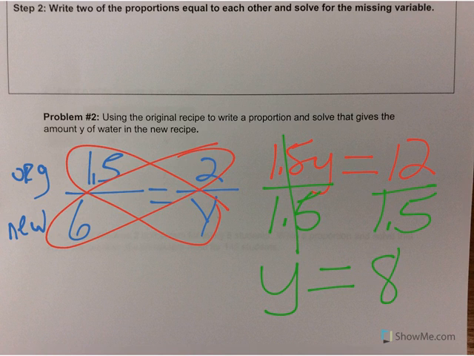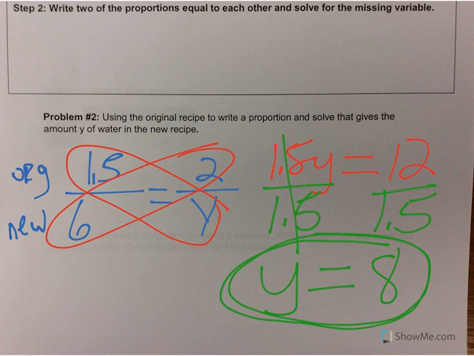8. So if the original recipe had 1.5 cups of beans, and we increased that to 6 cups of beans, and if there were 2 cups of water in the original recipe, then with the proportion we need, we would need 8 cups of water in the new recipe.